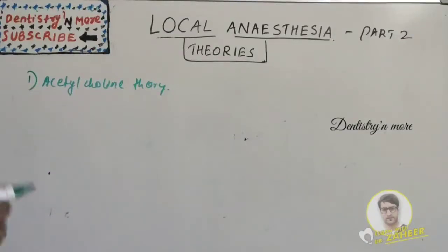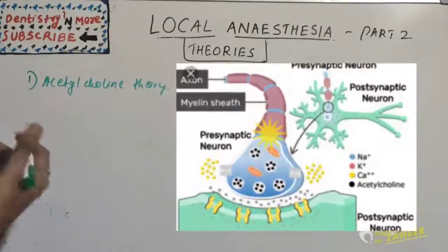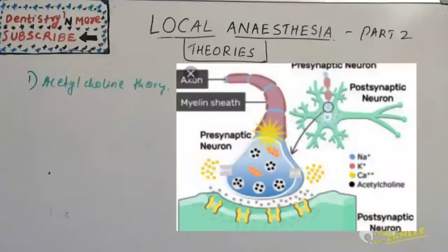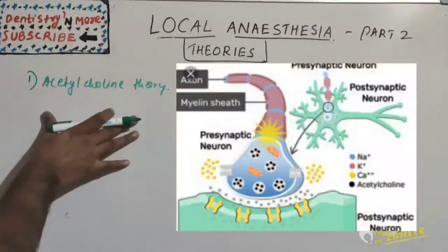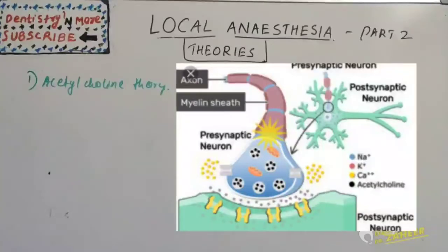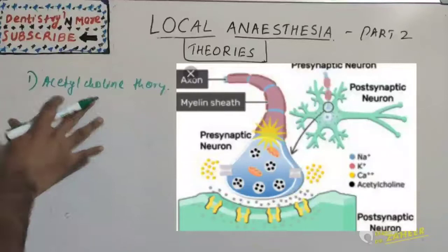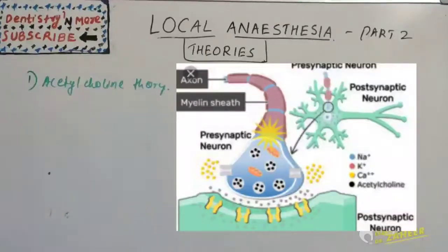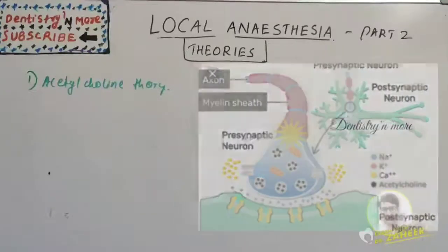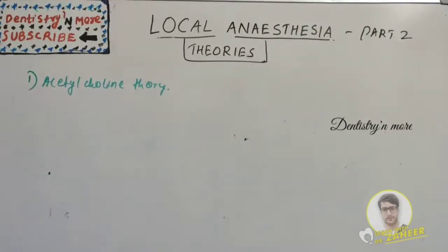Which stated that acetylcholine was involved in nerve conduction in addition to its role as a neurotransmitter at nerve synapses. So it is basically a nerve synapse neurotransmitter, but it has a role in local anesthesia. That is what this theory is saying. But there is no scientific evidence to prove that acetylcholine is involved in neural transmission. So it was rejected in the first place.